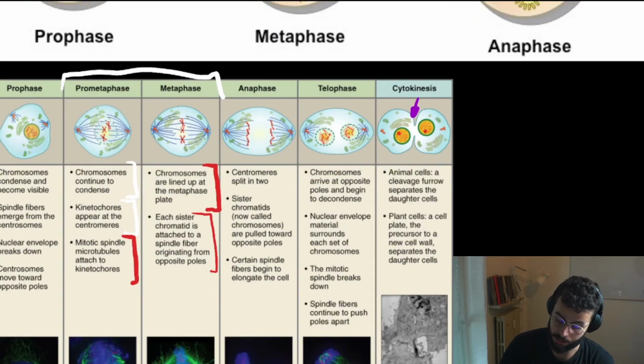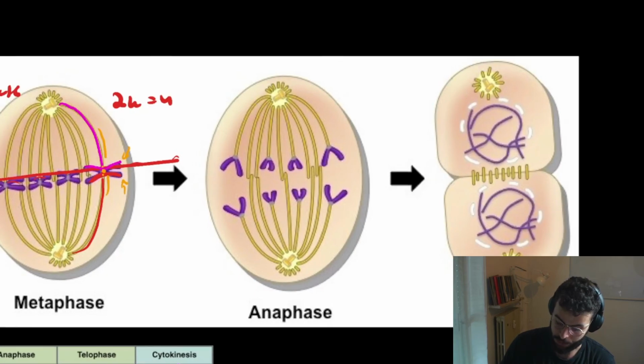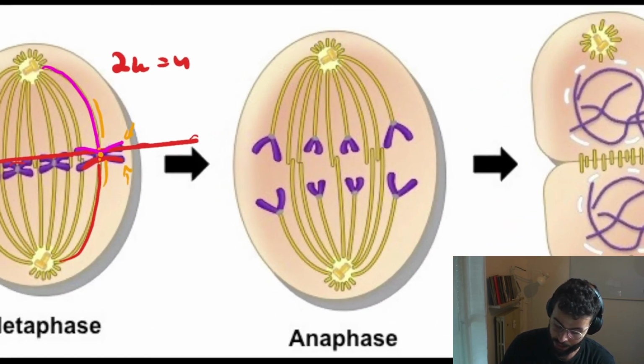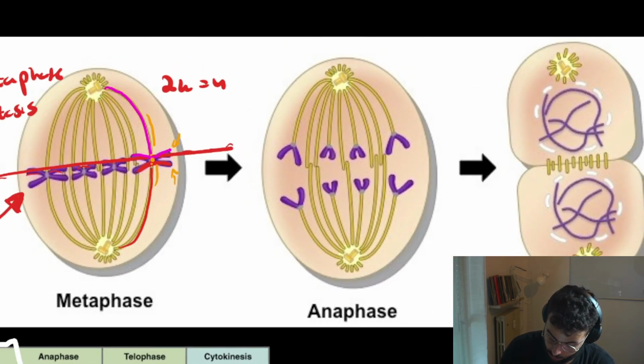Next, the anaphase. Now the chromosomes are finally going to split into 2. You are going to have sister chromatids, which are now called chromosomes, and you are going to see why in a second, pulling towards the different opposite poles. Then you have spindle fibers that begin to elongate in the cell. You will see it in a second. So anaphase, a very, very important thing. Now check out what happens.